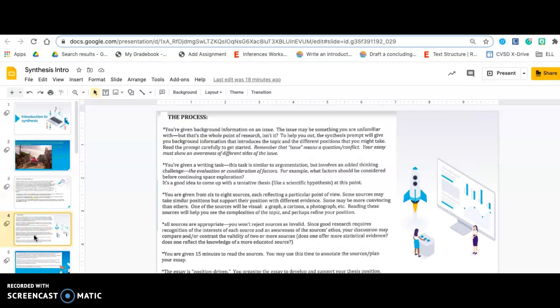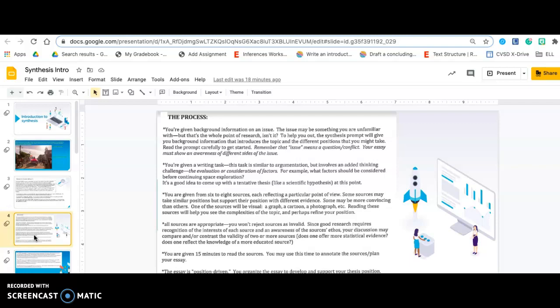So what you're going to be working on throughout these slides, and I want you to read through all of this information because it gives you a lot of information about how we're going to be handling this unit and how you're going to be handling this type of essay on the test. So you're going to be given some background information on an issue. It means that there's some sort of conflict or there's some sort of question. You are going to have to evaluate and come up with your own position.